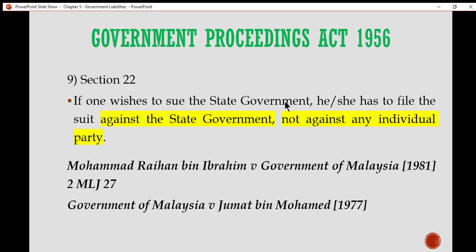Okay, next we proceed with the government's liability in relation to military personnel.